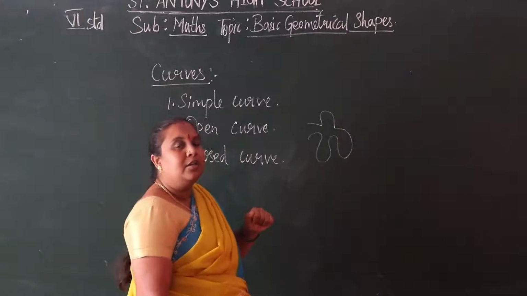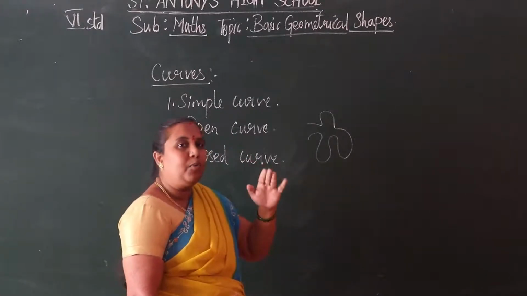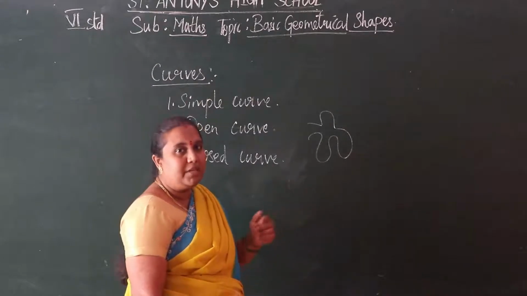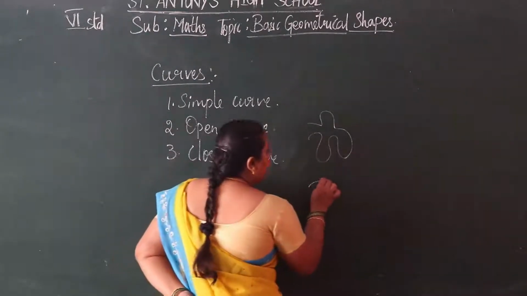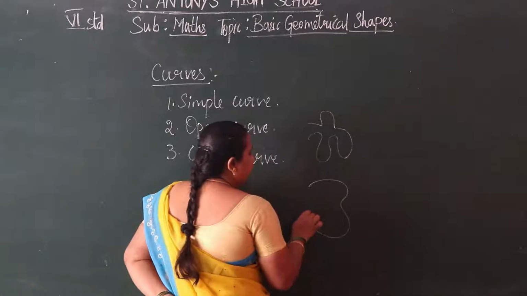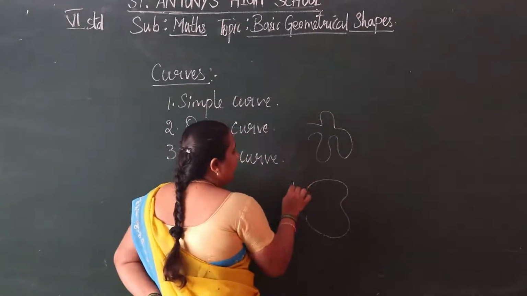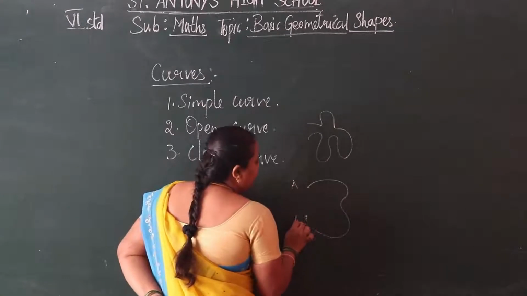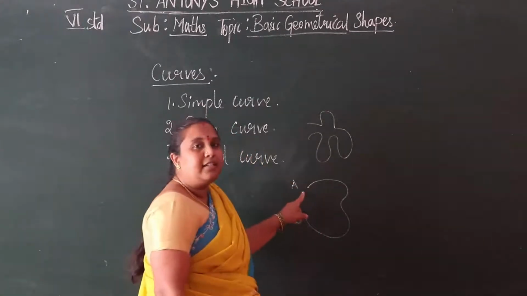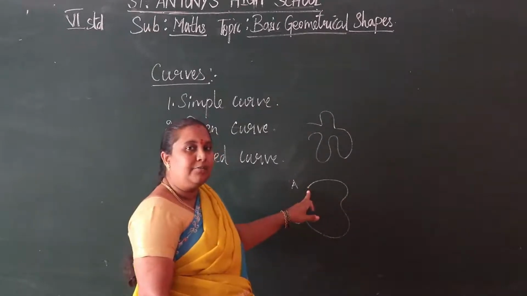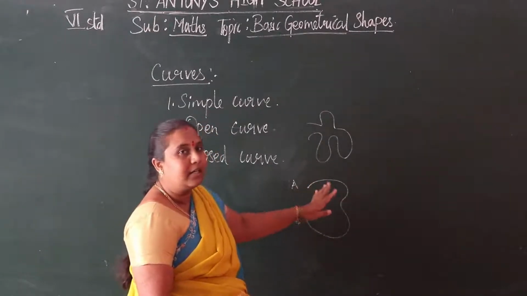What is an open curve? The starting point and end point of a curved line that don't meet. See, this is an open curve. It has a starting point A and an end point B. So when the starting and end point of the curve don't meet, we can say it is an open curve.